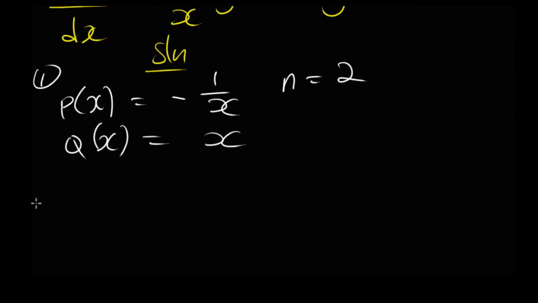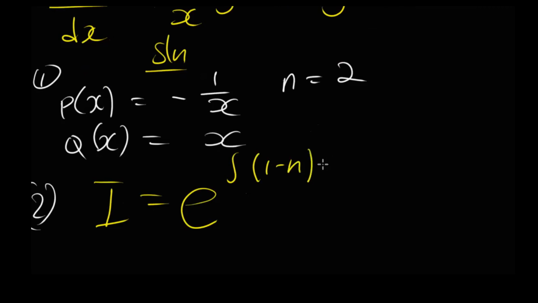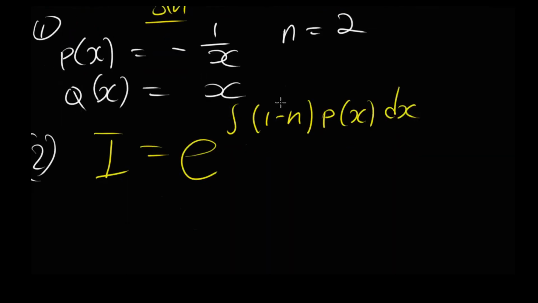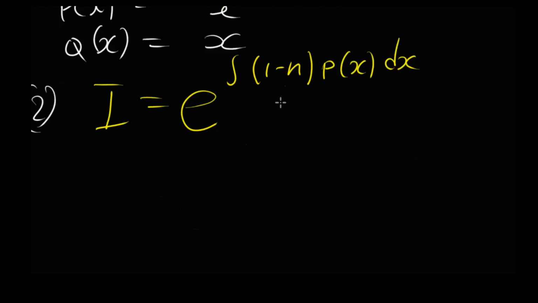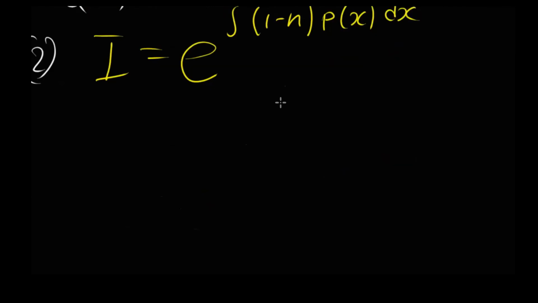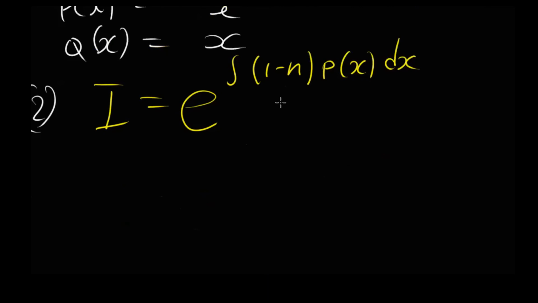The second step, you find the integration factor. This is the formula: e to the power of the integral of 1 minus n, p of x dx. That is the integration factor. So we are together, right? You don't have to prove this or derive it. You just have to know that you have to find the integration factor, and this is the formula.